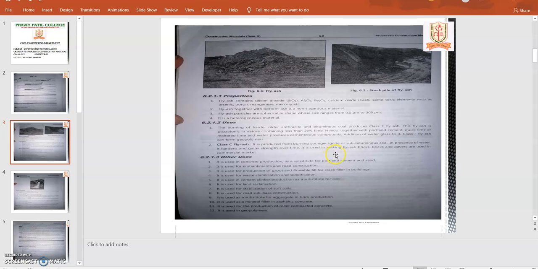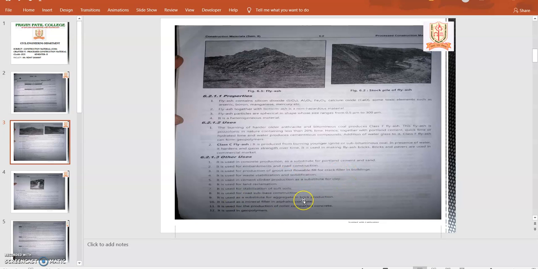It is used for making fly ash bricks, then pavers, as in commercial markets. Other uses are in concrete production as a substitute to the Portland cement. Then it is used for embankment and road construction. It is used in production of grout and flowable fill for crack filler in the building. Then it is used for waste stabilization and solidification. It is used in cement clinker production as a substitute to the clay.